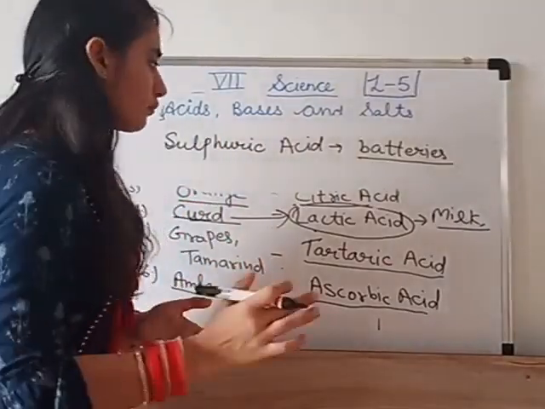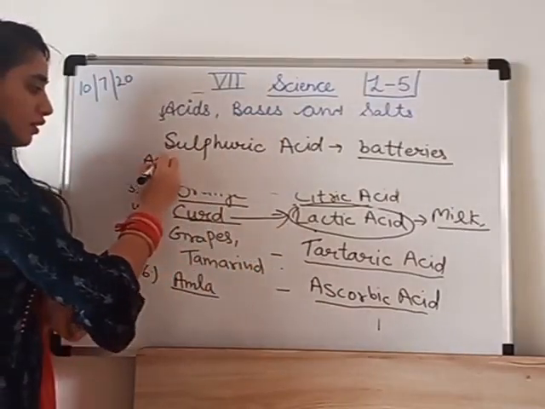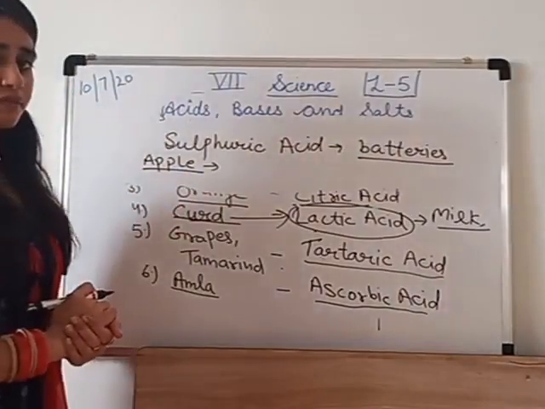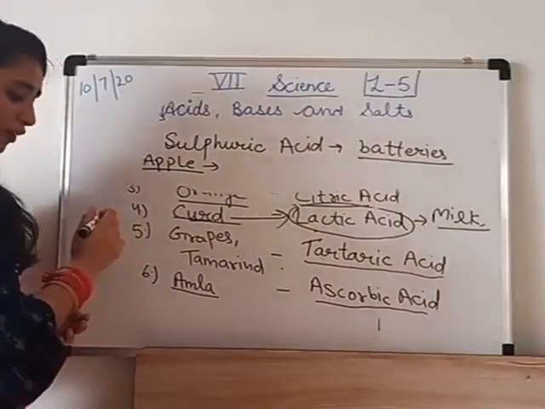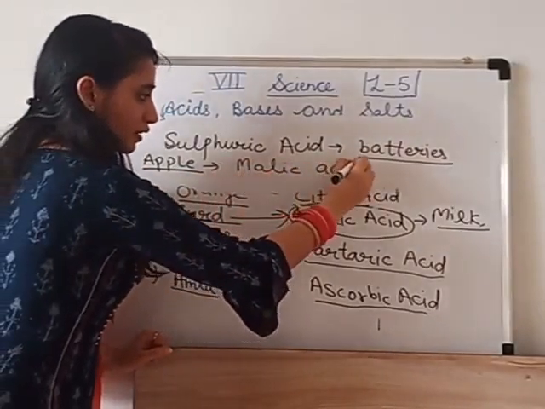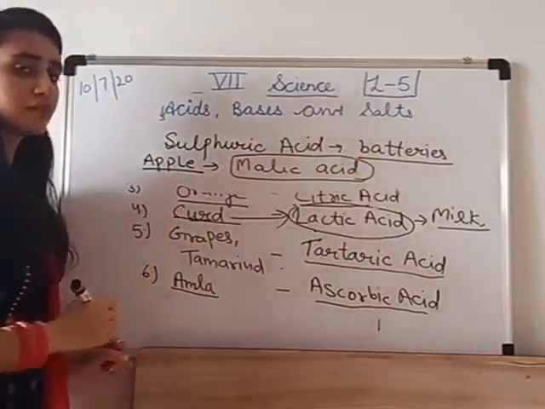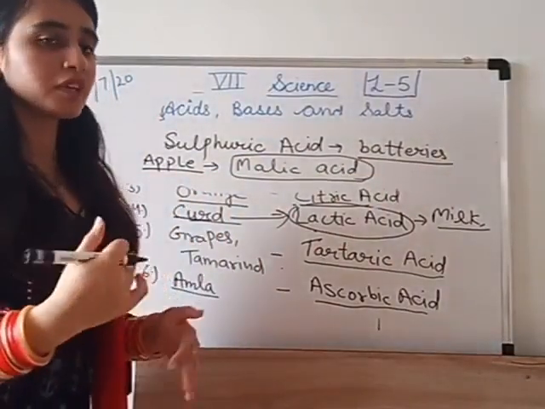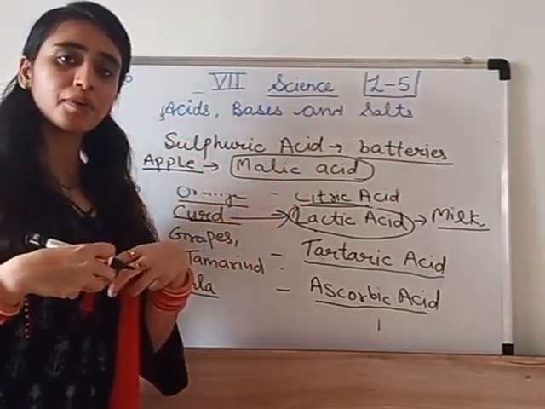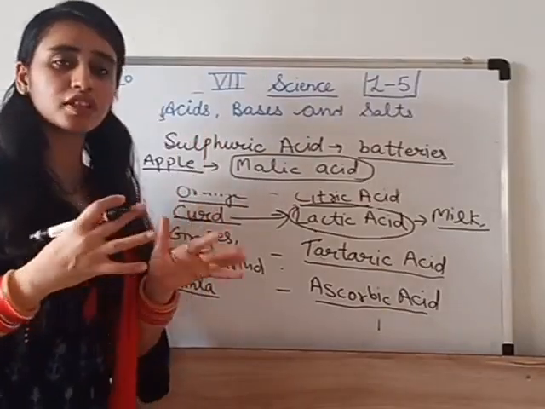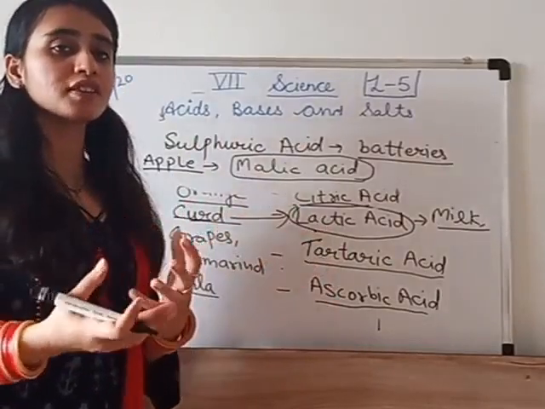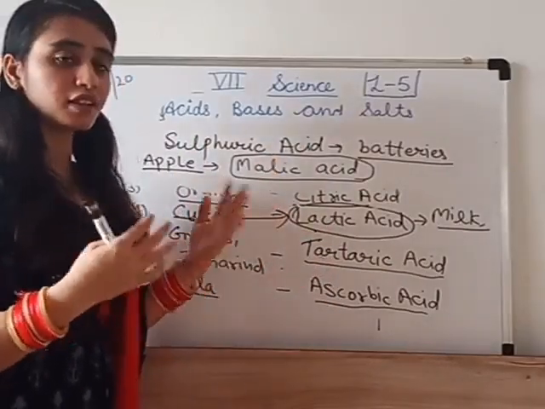And one thing, in apple, which type of acid is present? In apple, malic acid is present. And what is its function? Means when we eat these substances, these acids enter our body with the help of these fruits and vegetables. And what are their functions? What are the properties of acids? Means what are the functions of these acids in our body?